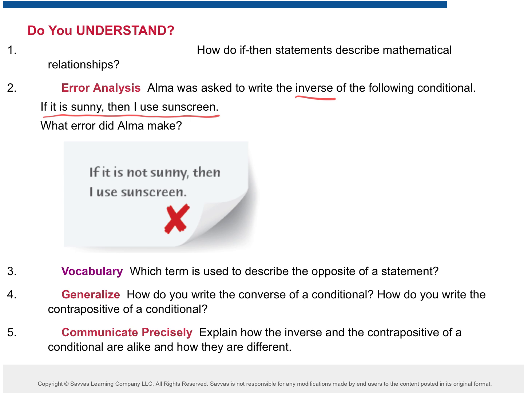Yes, she forgot to make this negative in here. So does it make some sense if I say, if it is not sunny, then I not use sunscreen? No, okay? So you have to make them grammatically correct. You cannot just put not in there and say bingo, okay? So I heard a bunch of you say it should be do not use sunscreen, okay?